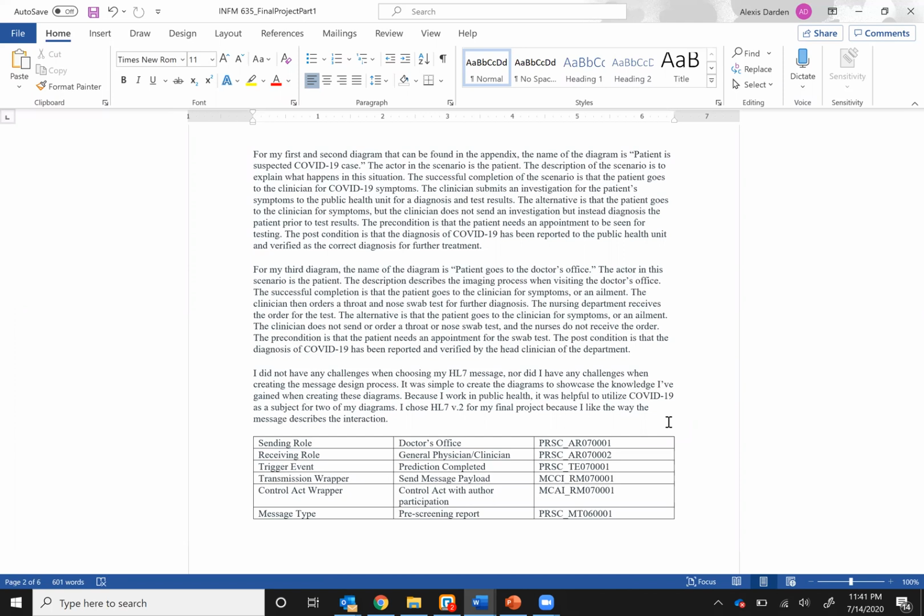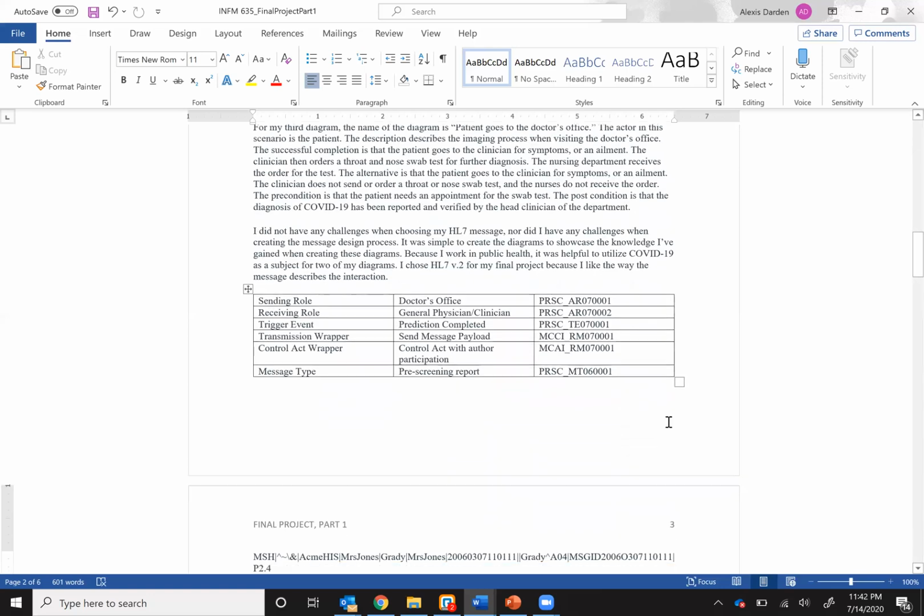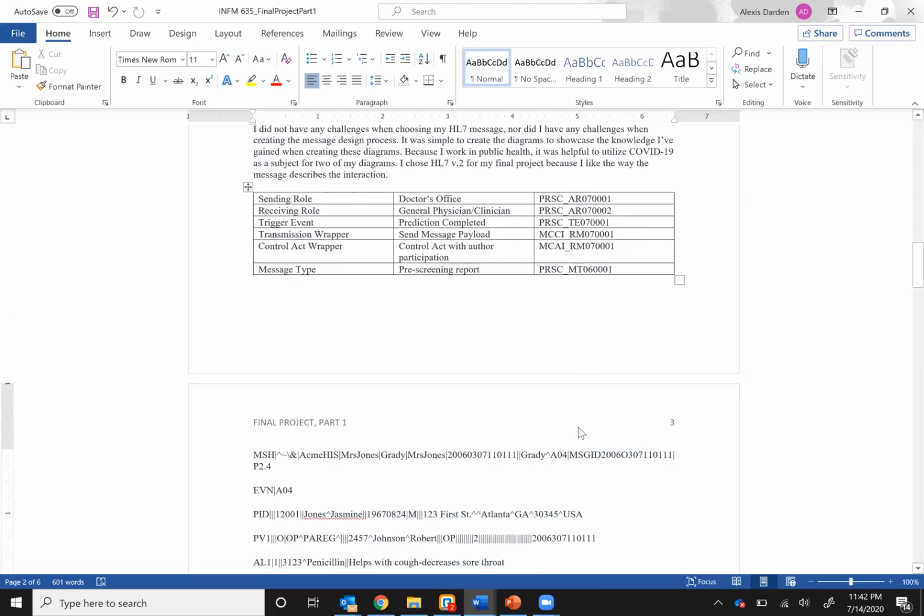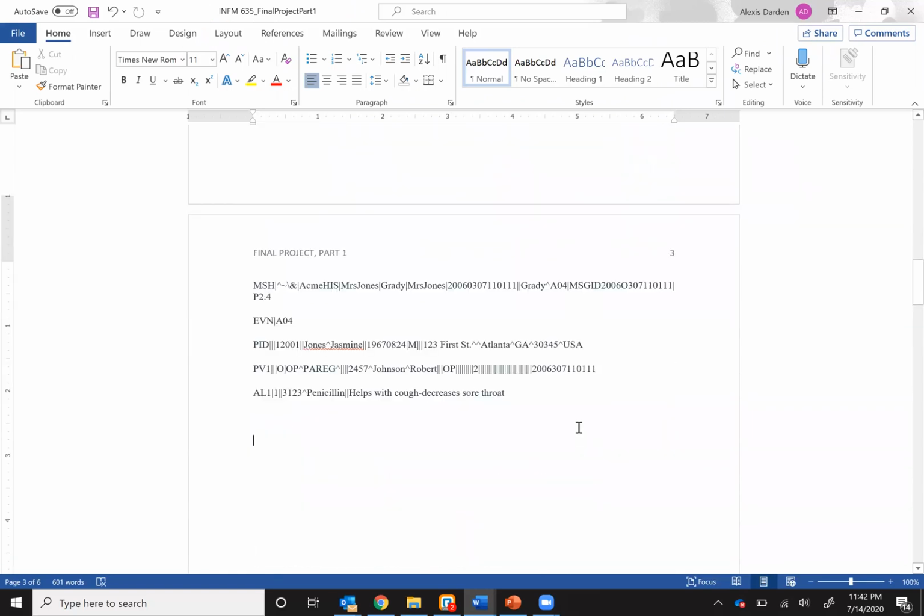So for my third diagram, the name of the diagram is patient goes to the doctor's office. It's the same scenario, but with more people added to the scenario, as far as the nurse is concerned. I did not have any challenges when choosing my HL7 message, nor did I have any challenges when creating the message design process. It was simple to create the diagrams to showcase the knowledge I've gained. I chose HL7 version 2 for my final project because I like the way that the message describes the interaction between the patient and the provider.